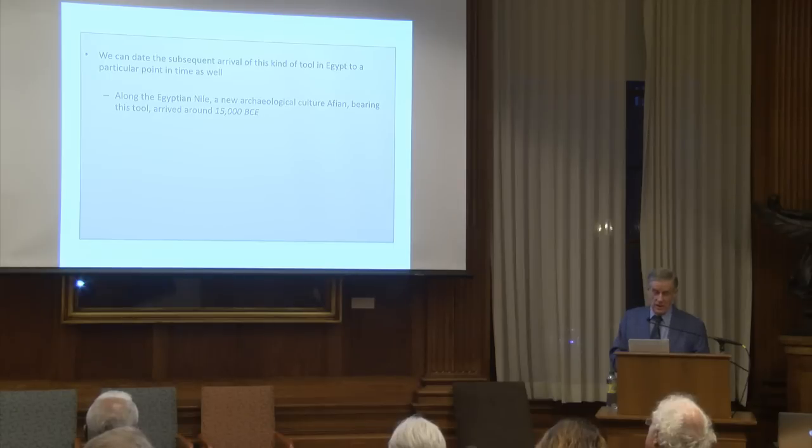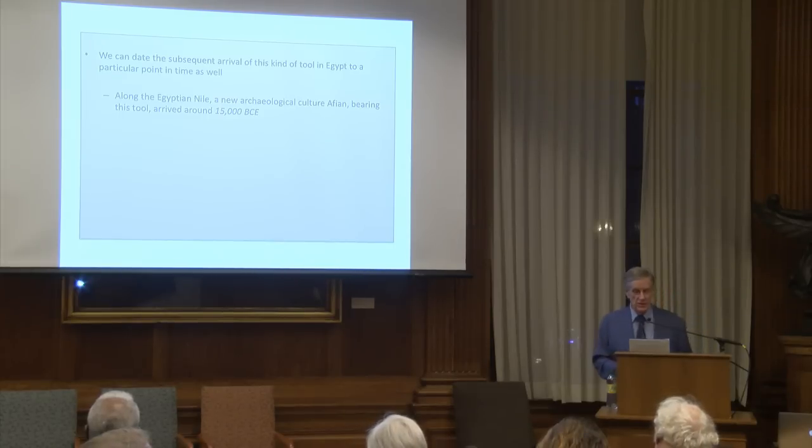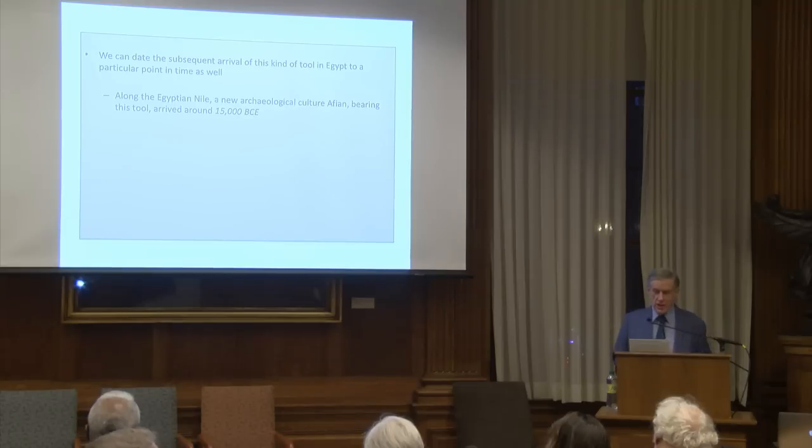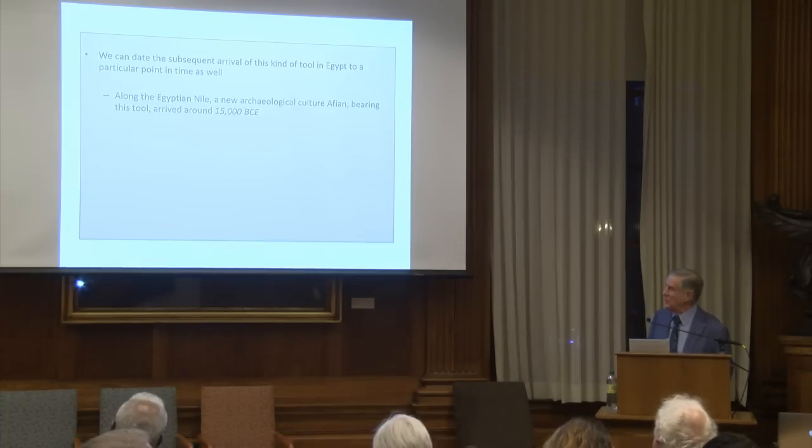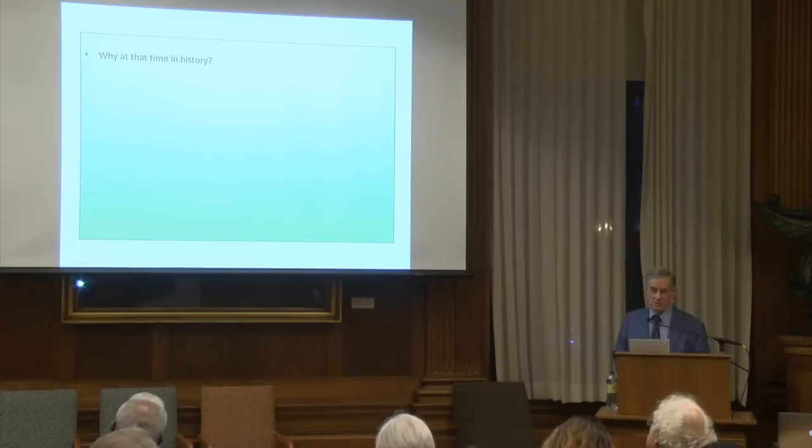So, in Egypt, this new economic orientation and its determinative tool arrived 1,000 years later, around 15,000 BCE, and these features came as part of the arrival along the Egyptian Nile of a new culture, the Afian culture. And also there's a variety of it a little farther south of Aswan, which I'm not mentioning in case someone thought I didn't know about that one, but okay. Anyway, so what might account for the timing of this cultural and economic changeover?